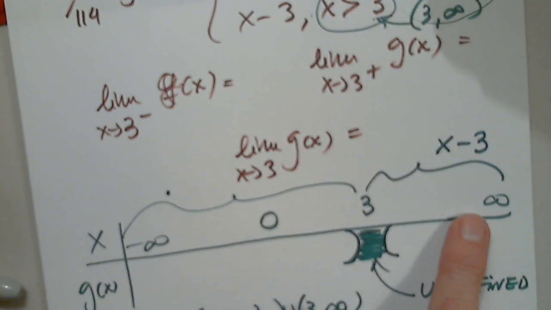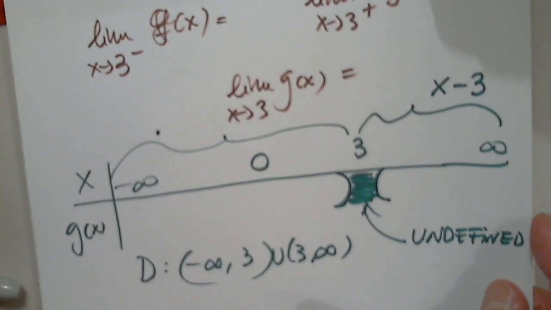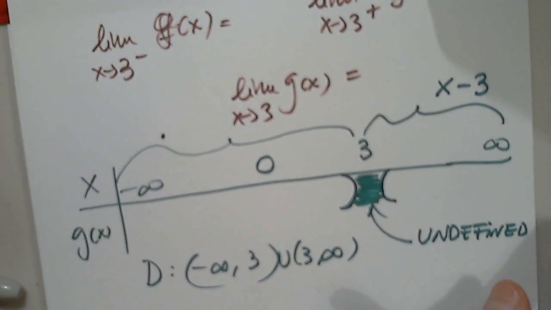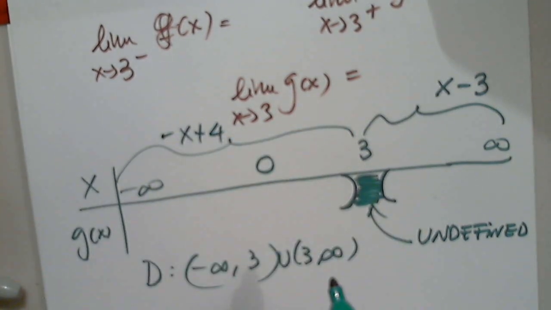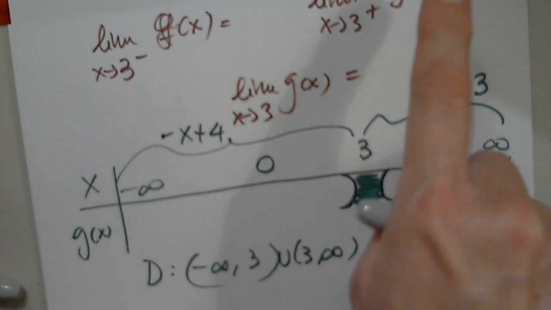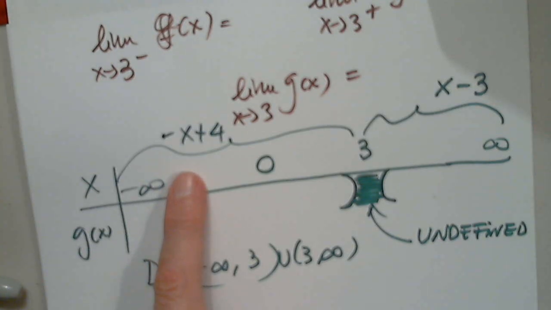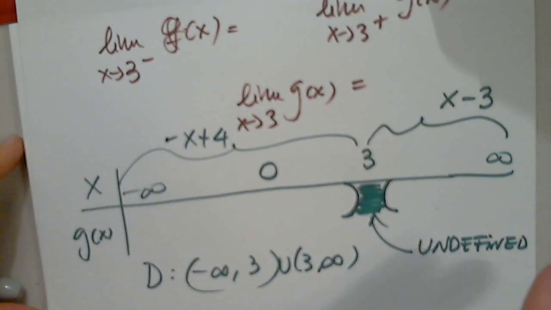Is that okay? Yes. Perfect. Yes, that's okay. If you know this stuff, then we don't need to be here, right? So make sure that negative infinity to 3 goes with negative x plus 4, and 3 to infinity goes with x minus 3. Awesome. Perfect.